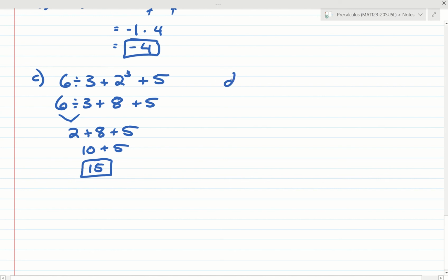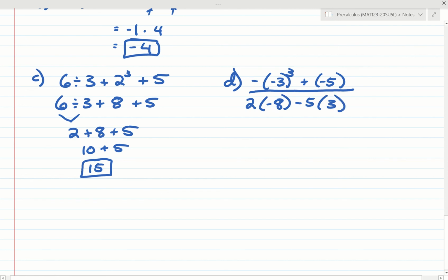How about a problem like this? Negative 3 to the third plus negative 5 divided by 2 times negative 8 minus 5 times 3. Now, my high school students would tell me I just gassed it, which they use as kind of like I went to a really hard problem. But let's walk through PEMDAS.